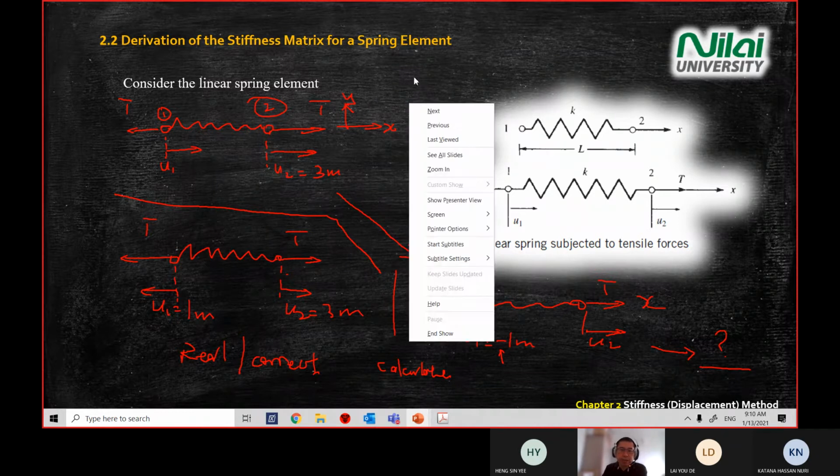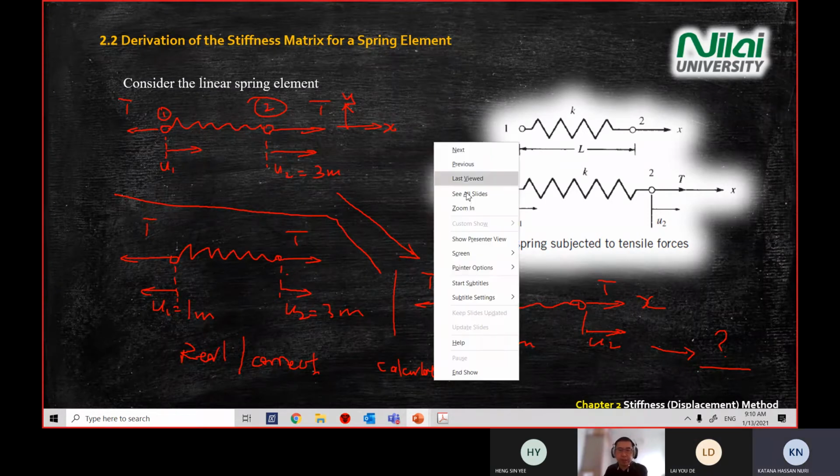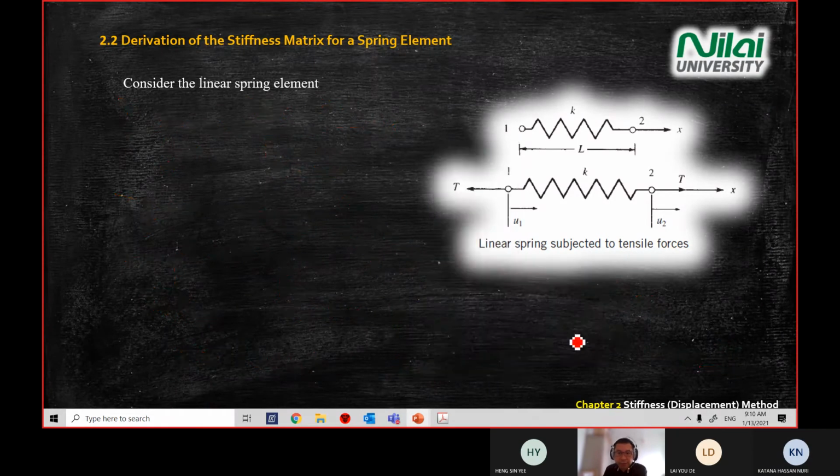All right. Lai, do you understand what we're discussing so far? Yes. Katana, do you understand what we discussed so far? Yes, sir. Okay, good. We go for maybe 1 or 2 more slides, then we have a short rest.